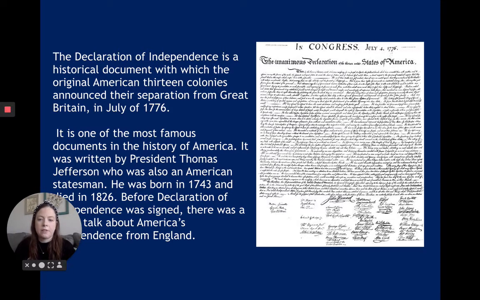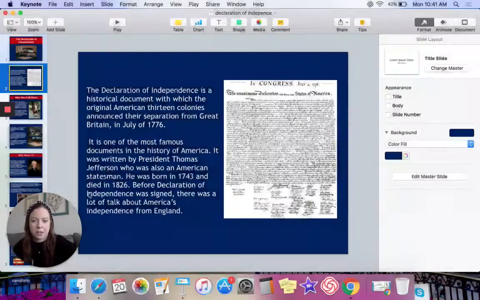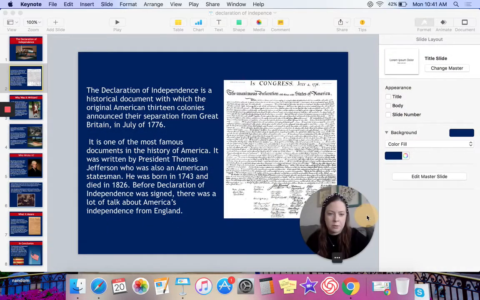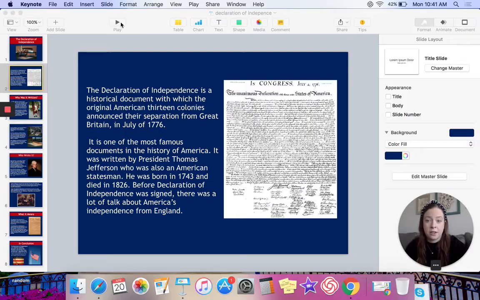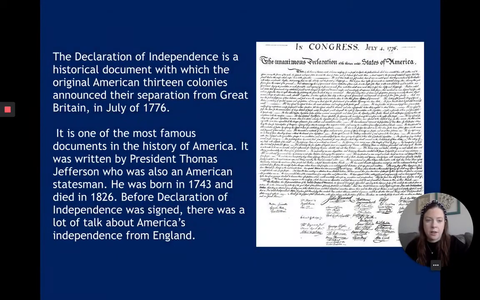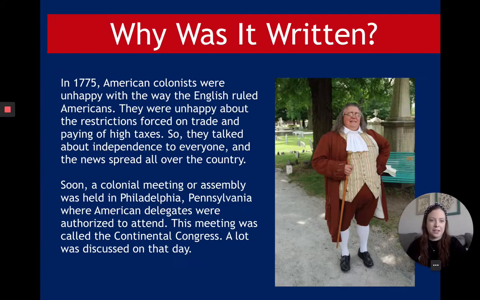Before the Declaration of Independence was signed, there was little talk about America's independence from Great Britain. Let's see, boys and girls, it's going to let me move myself. Just let me come out of this. Let me move myself over to this side. There we go. Okay, so that last line, there was a lot of talk about America's independence from England.